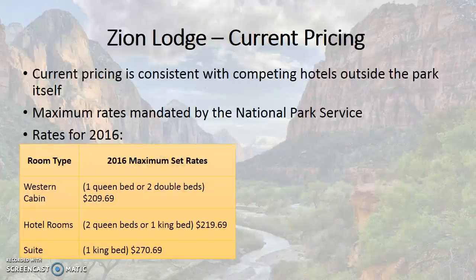Maximum rates are mandated by the National Park Service, but pricing is consistent with competing hotels outside of the park. The rate for the cabin is $209.69. The hotel rooms are $219.69, and the suite is $270.69. These are rates based on the 2016 calendar.